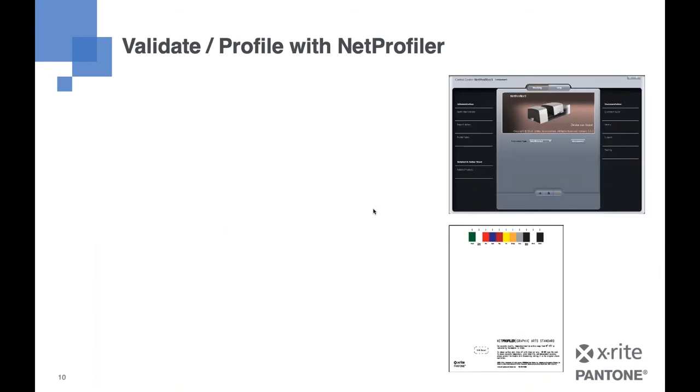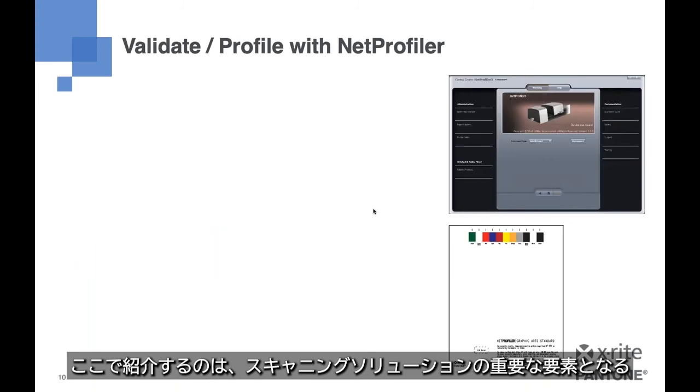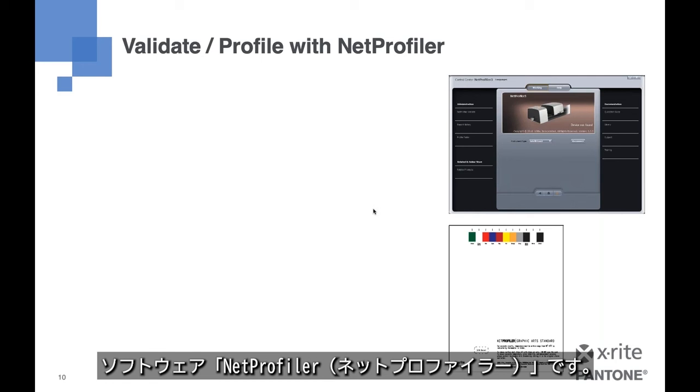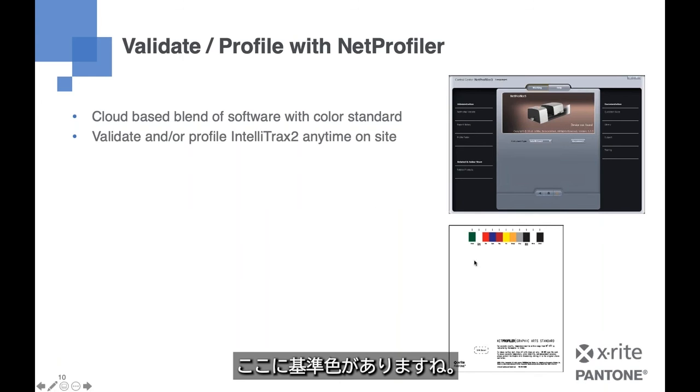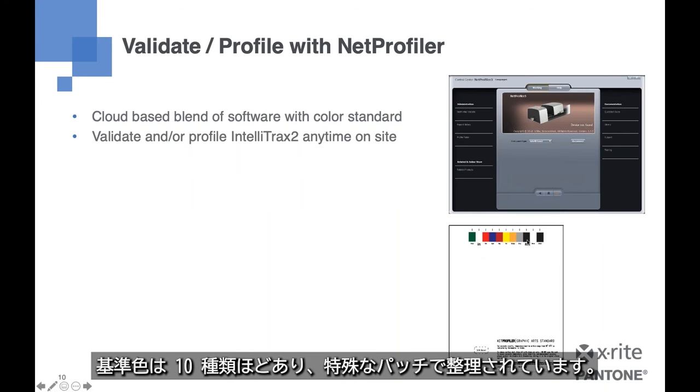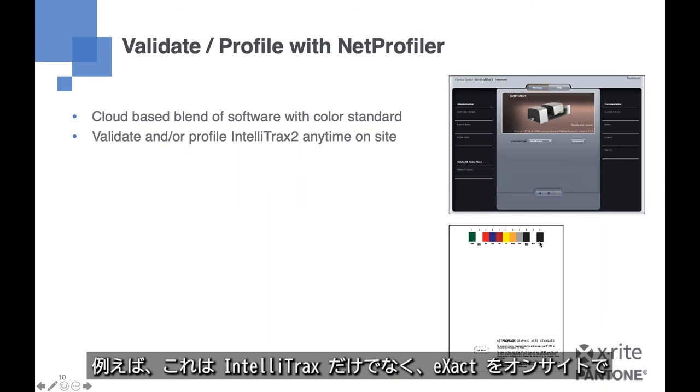Yeah. Then what I wanted also to cover here, which is an important element of our scanning solutions, is the Net Profiler solution. This is a cloud-based software with a color standard. You see this color standard below here. There are about 10 different color standards. There are also special patches to control the polarization filter, for example.